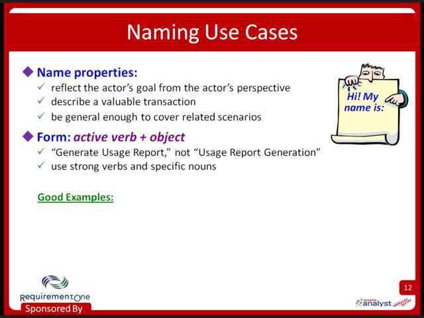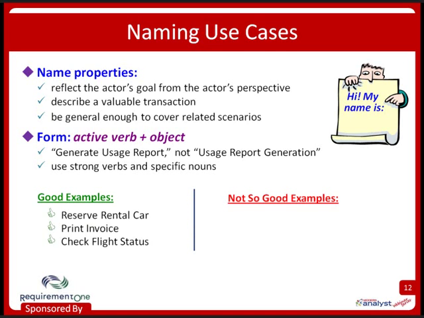So here are some examples of, I think, fairly good use case names. Reserve a rental car, print an invoice, check flight status. Those are all, I think, very clear, direct statements of objectives. Here are some examples that aren't such good names. Enter a PIN. Well, that's not really a use case. You don't just enter your PIN and that's the whole transaction. That's part of some other transaction. Submit a specific form. What if you've got 100 forms? You probably don't want to have 100 use cases that all say submit form XX. That's into the use case explosion problem.